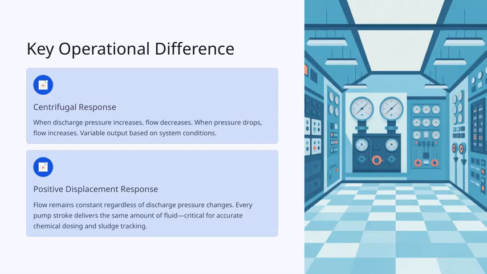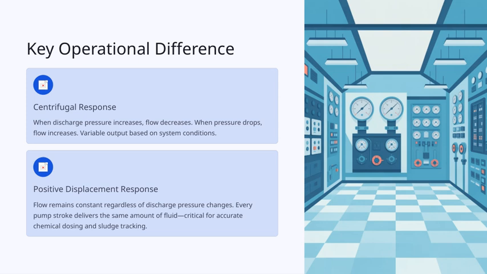Let's take a closer look at the key operational differences between centrifugal and positive displacement pumps. First, with centrifugal response, when the discharge pressure increases, you'll see the flow actually decrease. Conversely, if the pressure drops, the flow tends to increase. This means that the output of a centrifugal pump varies depending on the system conditions, making it more adaptable but also more sensitive to changes in pressure.